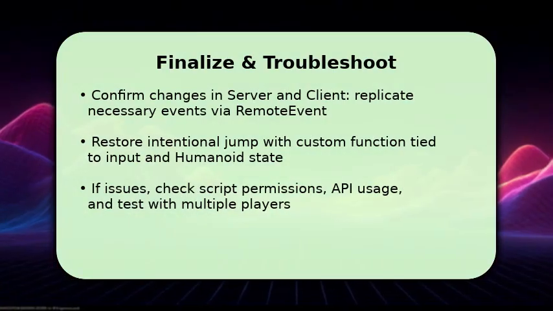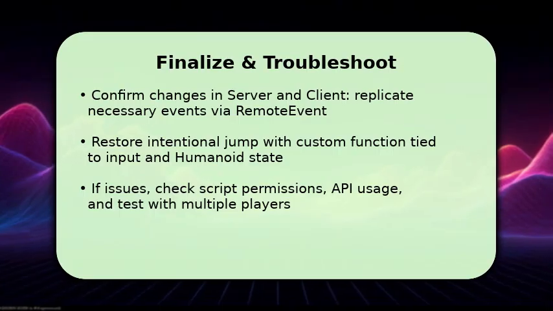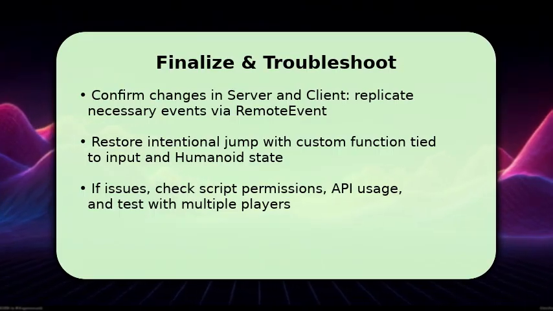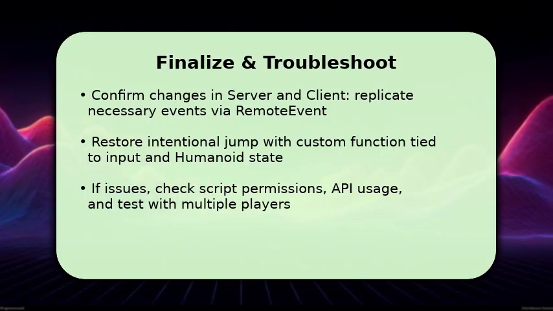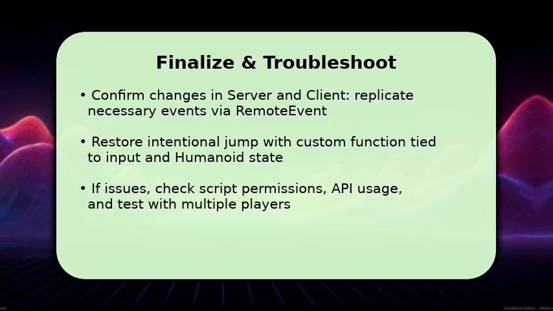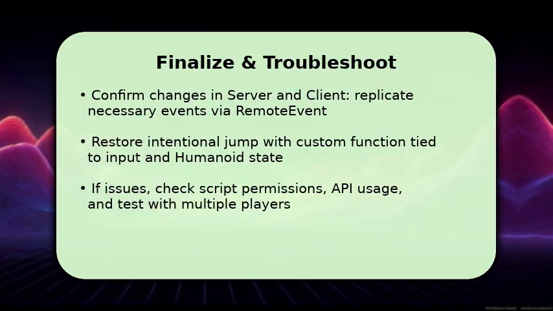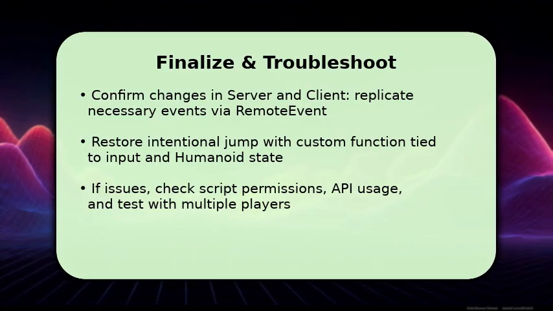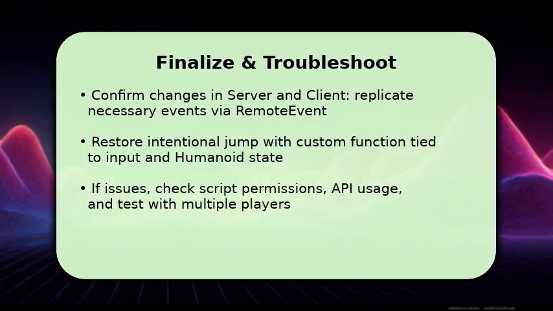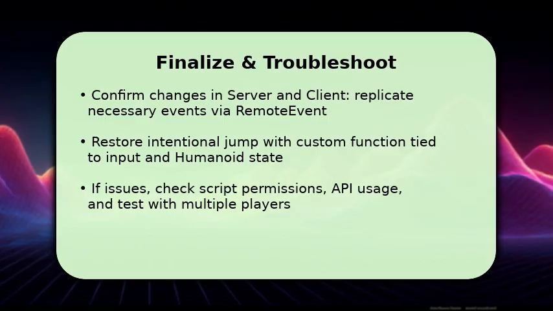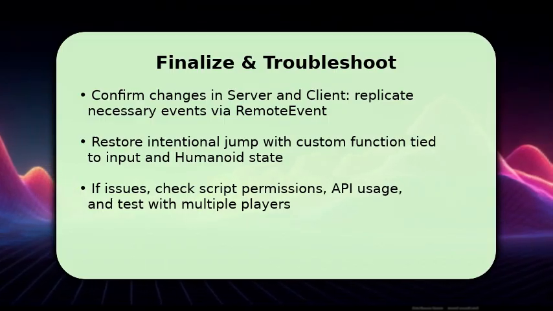Finish by wiring intentional jumps through a custom function that checks humanoid state and then fires a jump request. If server-side effects are needed, replicate with a RemoteEvent only when validated. Make sure to remove any leftover scripts that still call Humanoid:ChangeState with Enum.HumanoidStateType.Jumping unexpectedly.